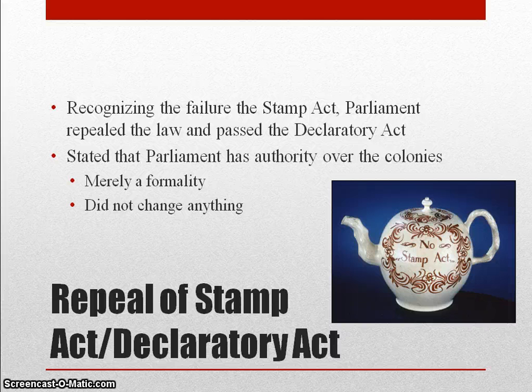Okay, the repeal of the Stamp Act, or the Declaratory Act, comes when Parliament realizes that the Stamp Act is a failure. Okay, really upset people. People are boycotting the goods, so they're not getting the tax revenue that they were hoping to. So they get rid of the Stamp Act, but then they pass this Declaratory Act, which basically says, hey, we can pass any law that we want. We can do whatever we want. So it's basically a formality. Doesn't really change anything. You just got rid of that one act just to say, hey, we can do whatever we want.